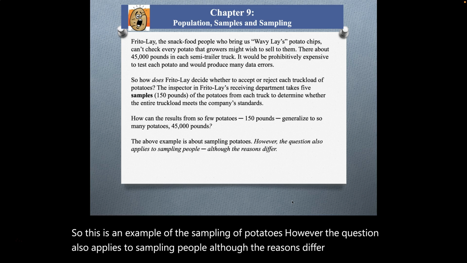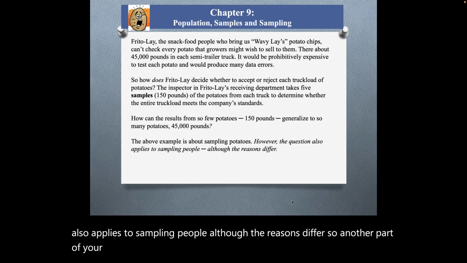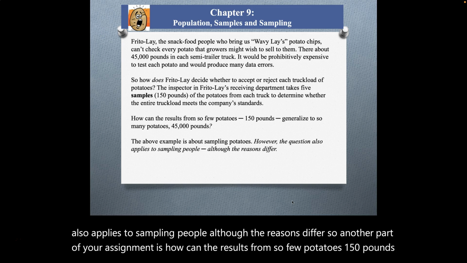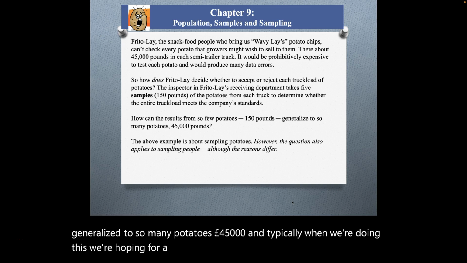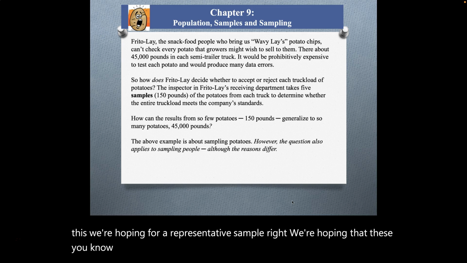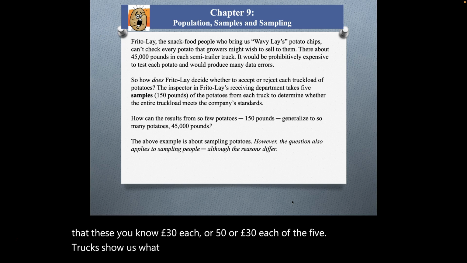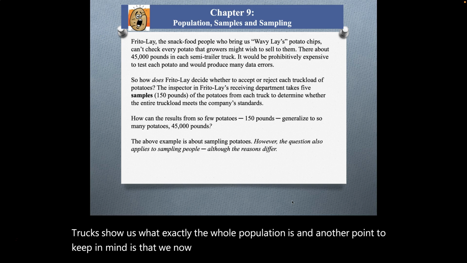So another part of your assignment is how can the results from so few potatoes, 150 pounds, generalize to so many potatoes, 45,000 pounds. And typically when we're doing this, we're hoping for a representative sample, right? We're hoping that these 30 pounds each of the 5 trucks show us what exactly the whole population is.